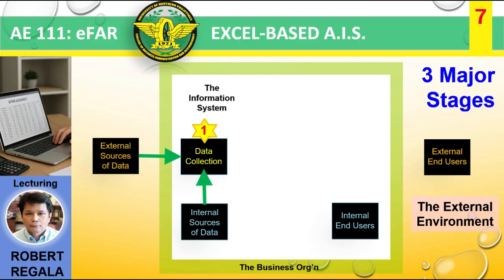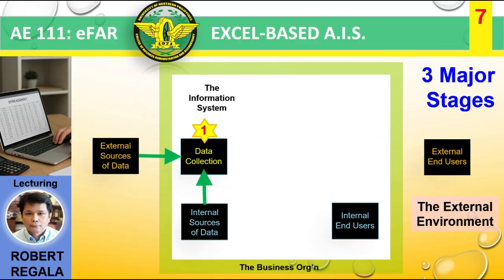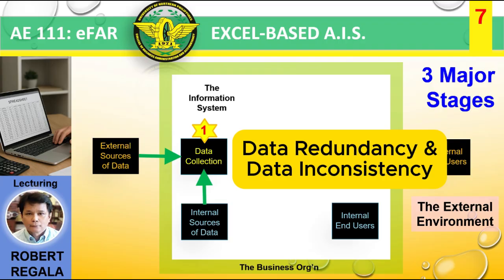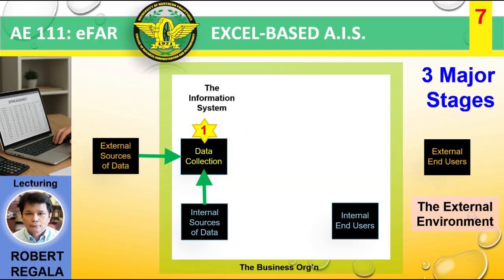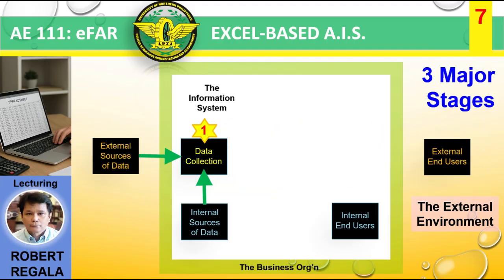Efficient data collection procedures are designed to collect data only once. These data can then be made available to multiple users. Capturing the same data more than once leads to data redundancy and inconsistency. Information systems have limited collection, processing, and data storage capacity. Data redundancy overloads facilities and reduces the overall efficiency of the system. Inconsistency among redundant data elements can result in inappropriate actions and bad decisions.